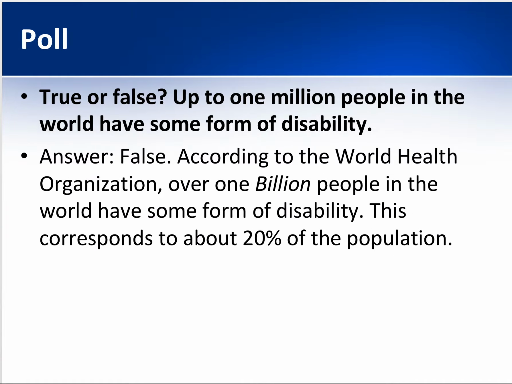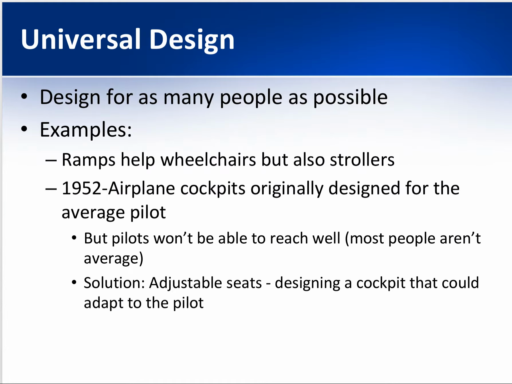True or false, up to 1 million people in the world have some form of disability. This is false. It's over 1 billion people in the world. Disabilities are really, really common. And that's why, as designers, it's important to keep in mind that people using your applications, your web applications or mobile applications or whatever it is that you design, may have different types of disabilities, and you need to make it accessible for everyone.